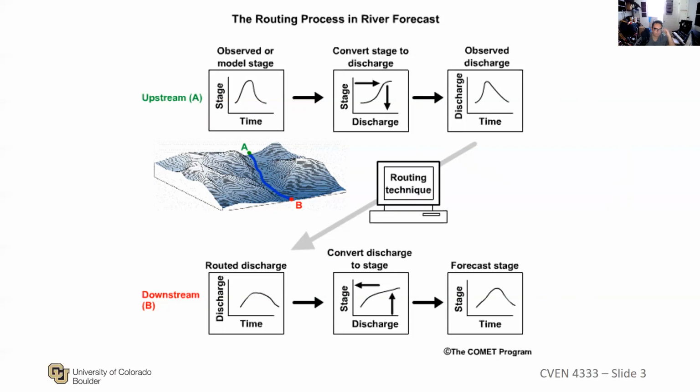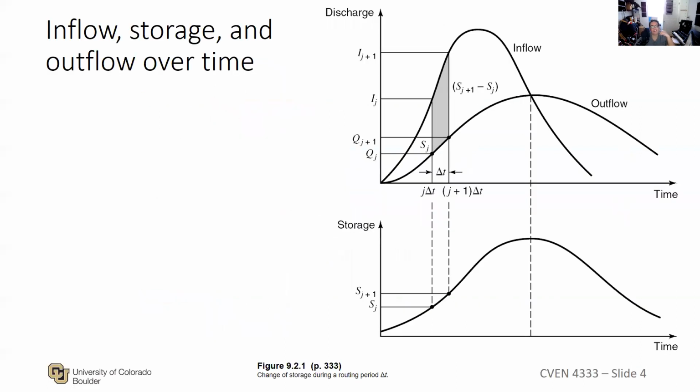You use routing for this. When we look at this with respect to time, we've got inflow, we've got outflow, and we've got storage. And so the idea is that the outflow hydrograph ends up having a lower peak, and it's generally more spread out than the inflow hydrograph was.